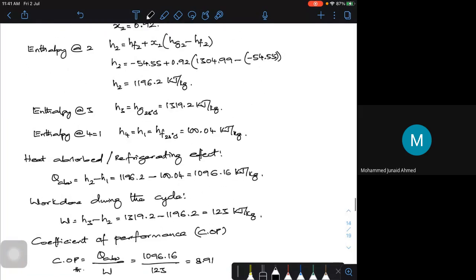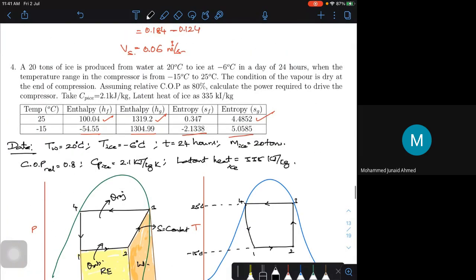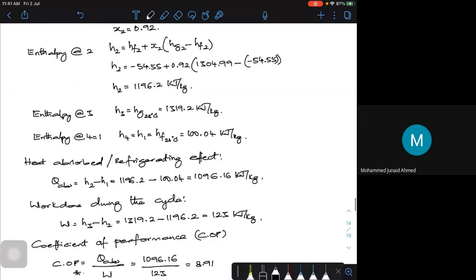Now, let's go to this problem. What is the mass of ice given? They are given that the mass of ice is 20 tons. Now, what is the mass of ice produced per second? 20 tons means 20 into 1000 kgs. That is the amount of ice, divided by 24 into 3600. If I do that, that is the mass of ice produced. Agree?